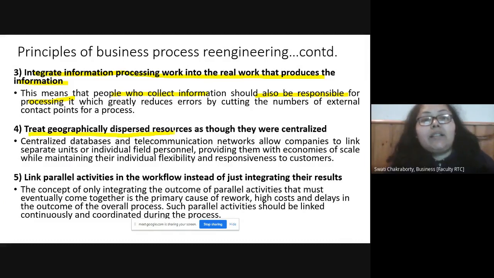Fourth, treat geographically dispersed resources as though they were centralized. So, have centralized databases, telecommunication networks, which would help companies to link to all their units or their field personnel. That's important. Fifth, link parallel activities in the workflow instead of just integrating results. Why should this be done? To ensure that there is coordination during the process. Otherwise, what will happen? There is high cost and delay in the outcome of the overall processes.